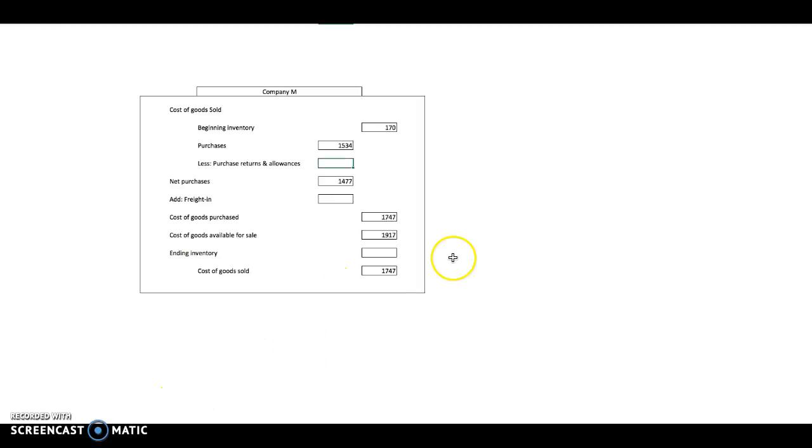All right, for company M, the first thing we need to figure out is the purchase returns and allowances. And in order to do that, we just need to find the difference between purchases and net purchases. So we'll subtract the net purchases, 1,477, from the purchases, 1,534, and that is 57.